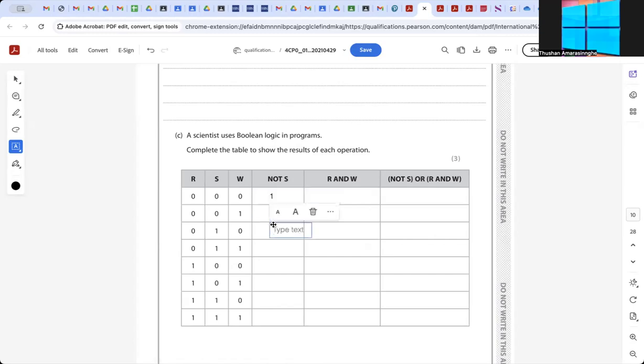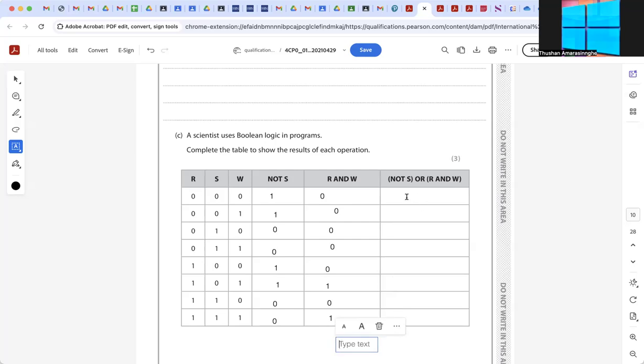So 1, 1, 0, 0, 1, 1, 0, 0. So R and W. As I told, now they are using different variables. So R times W. 0, 0, 0, 0. I'm doing the multiplication. And 1 times 0 is 0. 1 times 1 is 1. 1 times 0 is 0. 1 times 1 is 1.